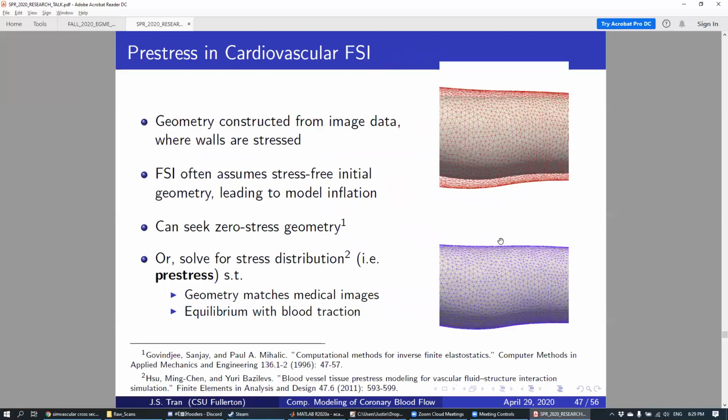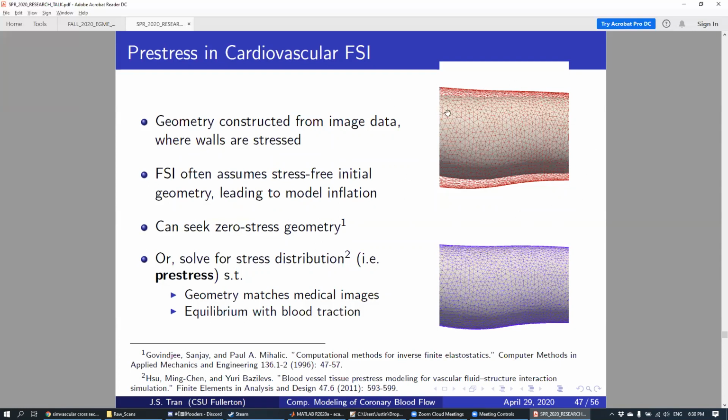Okay. And so one other factor that I wanted to take into account in this project was this idea of the pre-stress, okay? And so what I mean by that is, typically when you construct your geometry from the image data that I talked about before, that geometry is already kind of stressed from the vessel wall, right? Because that's a live image of someone's blood vessels in action, okay? But what tends to happen is that when you run an FSI simulation, it assumes that the initial geometry that you start with is stress-free, okay? And so once you run the simulation, your geometry tends to inflate a little bit. Okay?